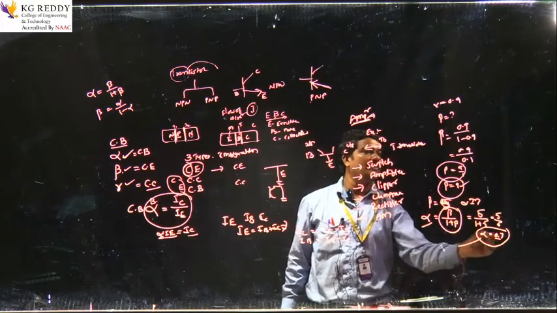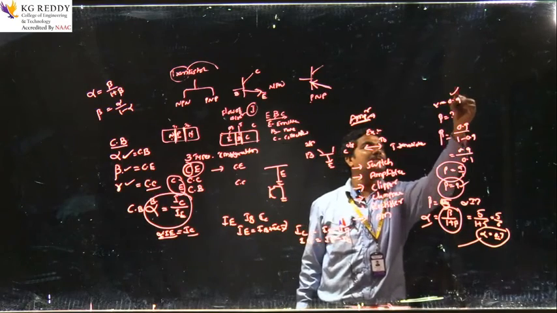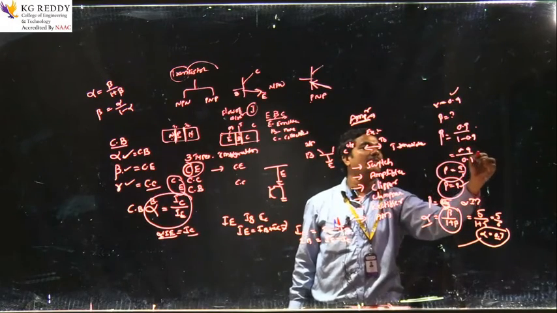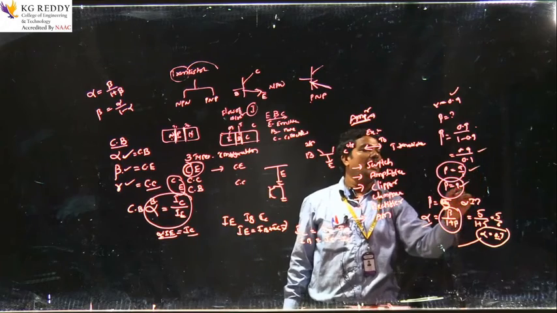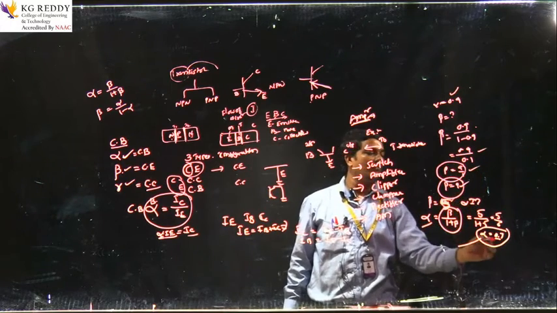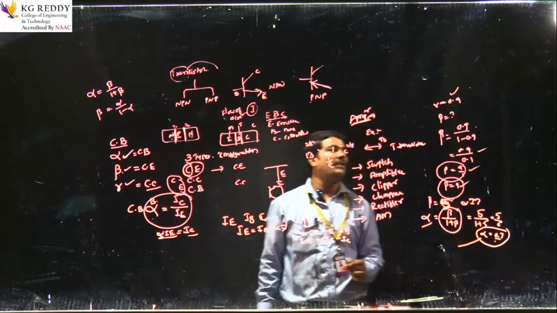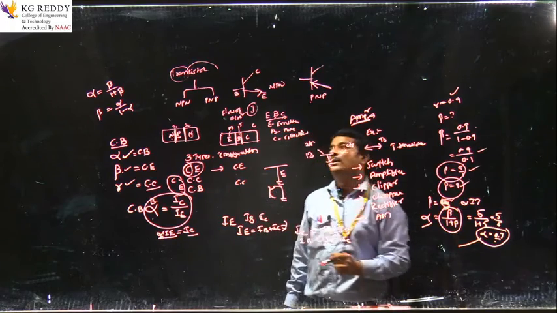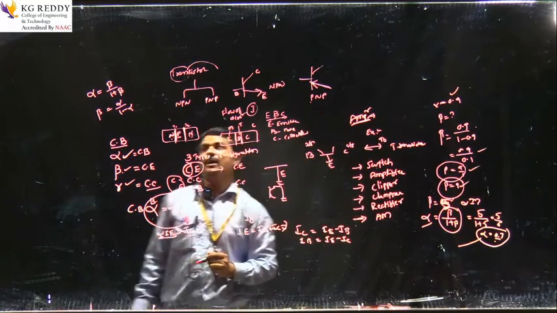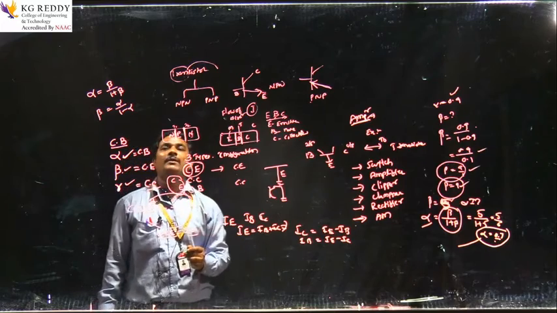Alpha value is 0.7. Whenever alpha value is given as 0.9, find out beta value, that beta value is 9, and when beta value is given, find out alpha value. This is the relationship between alpha and beta: alpha equal to beta by 1 plus beta, and beta equal to alpha by 1 minus alpha.